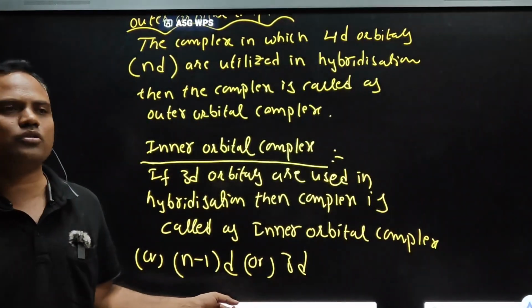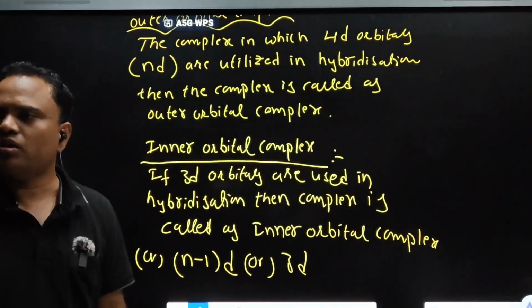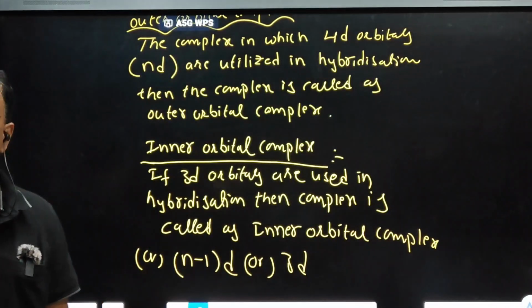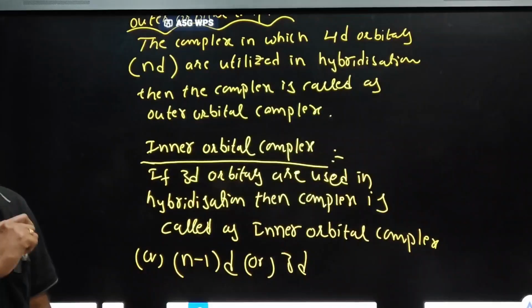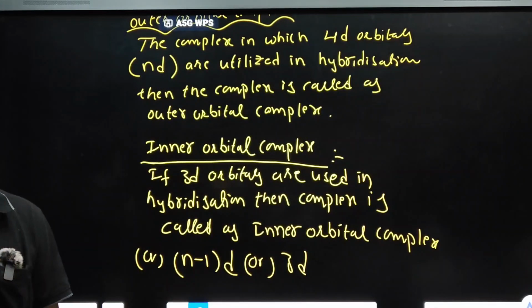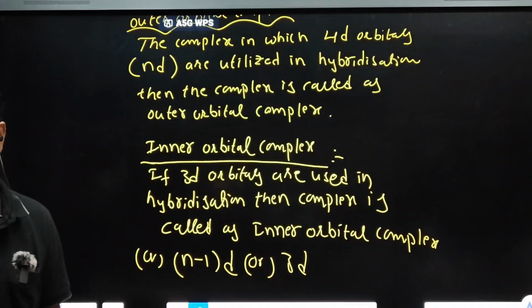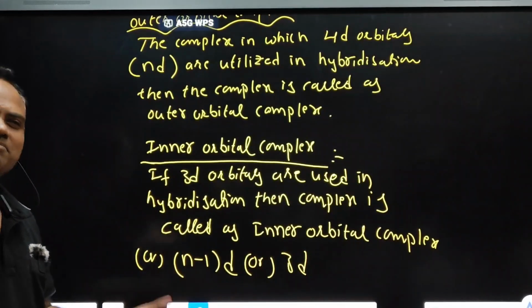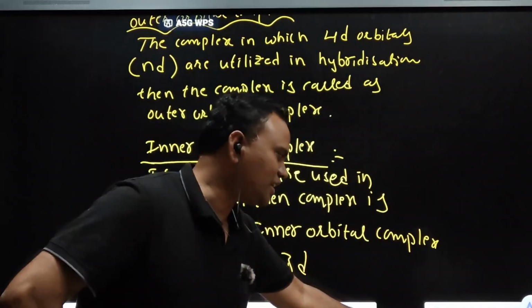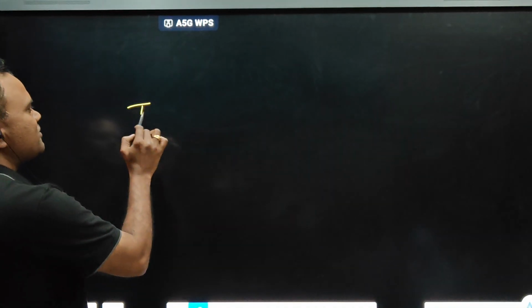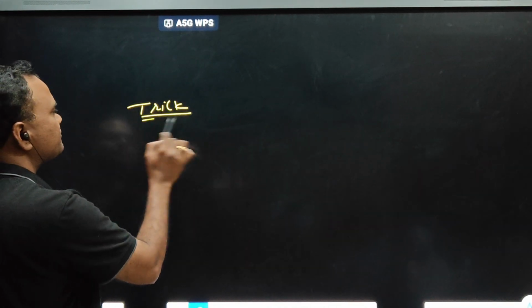Because this is an important model question. Which of the following is inner orbital? Which of the following is outer orbital complex? One simple trick I'll tell you. When strong field ligand is present, mostly that is inner orbital. When weak field ligand is present, that is outer orbital. Note down the trick also. 90% cases we can apply this.